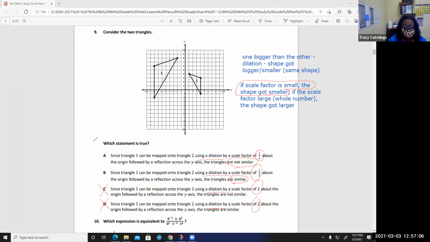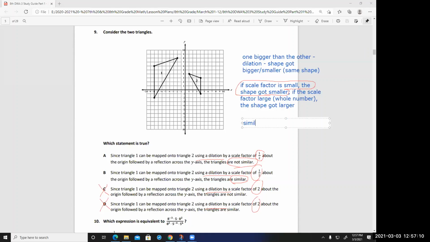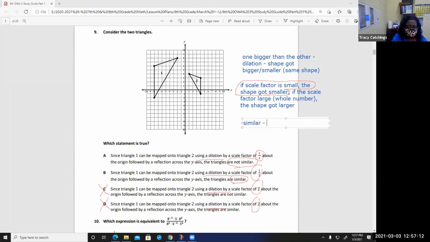It says similar or not similar. What does similar mean? The same. Same what? What's congruent? And talking about shapes. All right, so don't confuse similar with congruent.